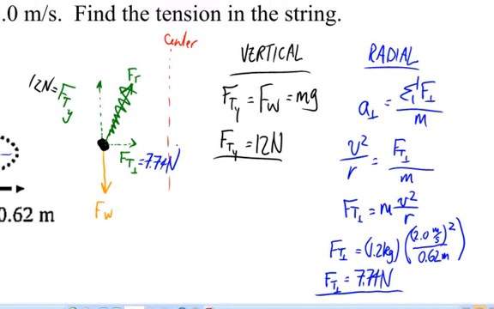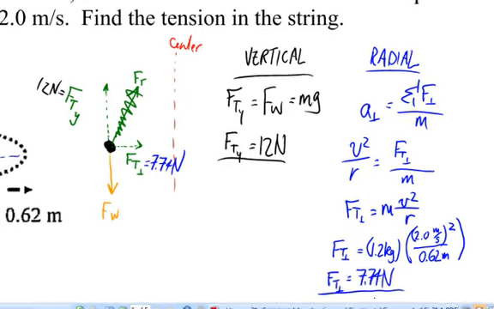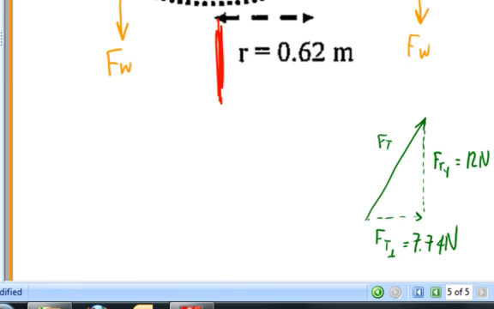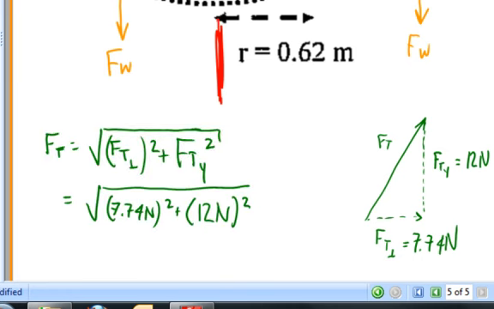7.74. Now, I need to find what the hypotenuse of that force triangle is. Let me resketch the force triangle. So I'm going to pull this down here just a little bit. And now I can use the Pythagorean theorem. And I'll put in the numbers and feed those numbers into the calculator. And I get that the tension force is 14.3 newtons. That's it.